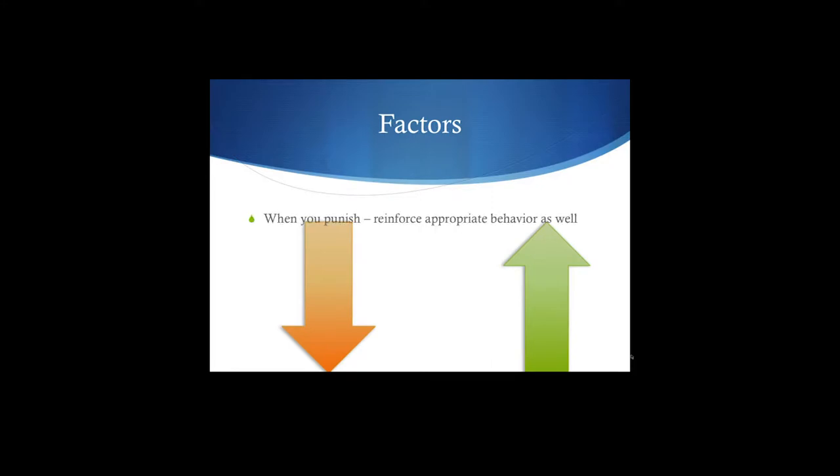Some factors associated with punishment. When you punish, you better reinforce appropriate behavior. The problem with punishment is that it does not teach a new response. It only suppresses one. So it's not going to teach the kid or the person or the adult or whatever what to do in that situation. It's just saying this is not going to cut it. It's not telling you what does cut it. So the response will come back once you remove that punisher.